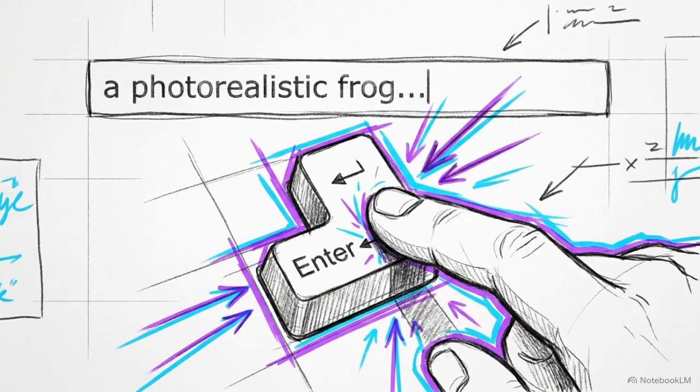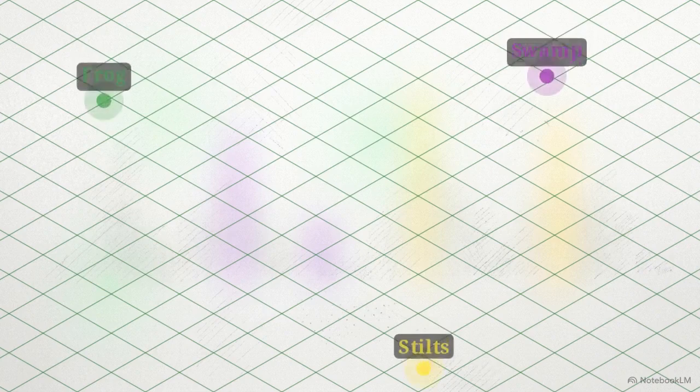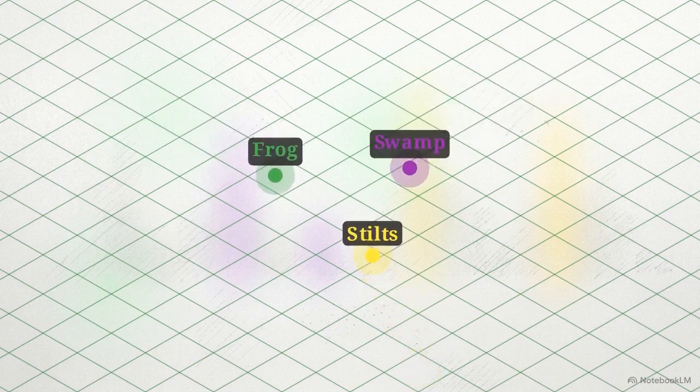The process begins the moment you hit enter. A language model takes your sentence and converts it into a vector, a string of numbers that captures the semantic meaning of your request. This 3D grid is latent space, a compressed map grouping related concepts. The model navigates to the intersection of frog, swamp, and stilts. The starting point is pure visual static.